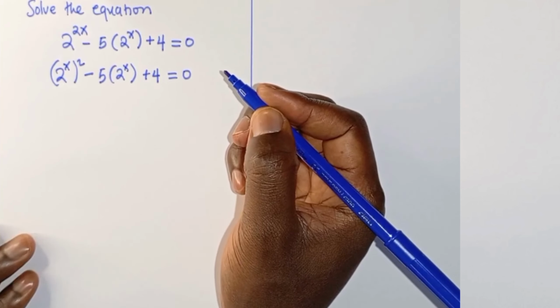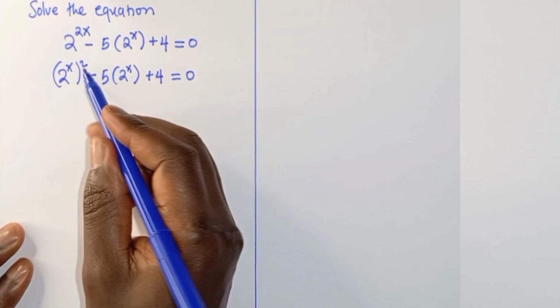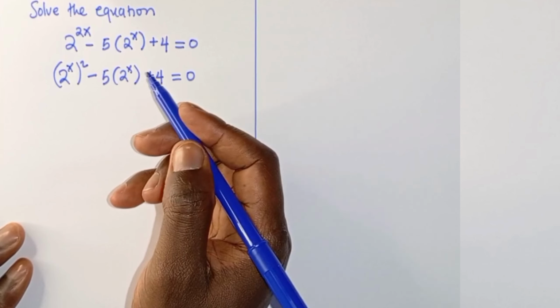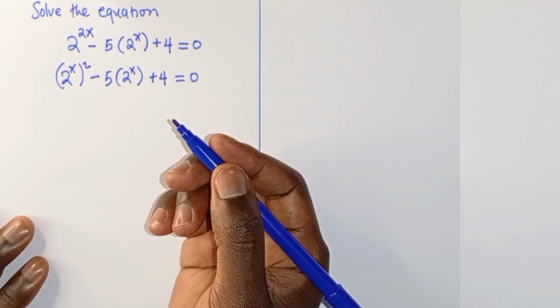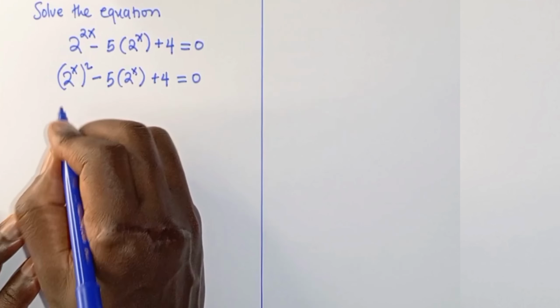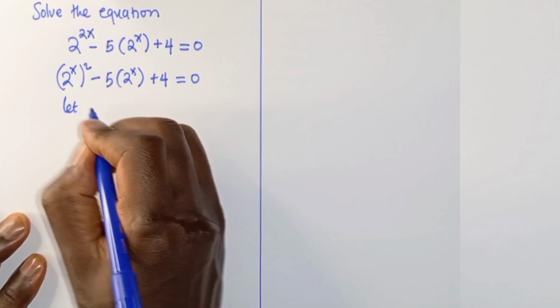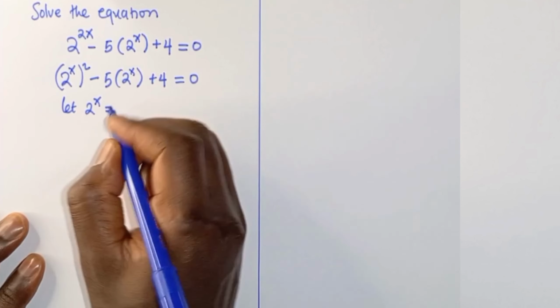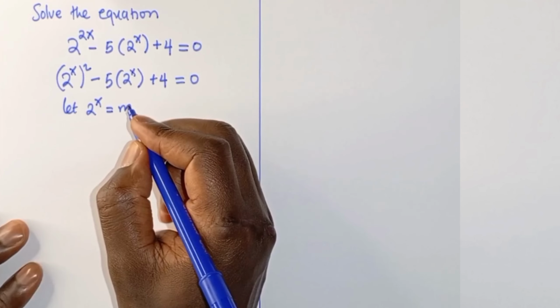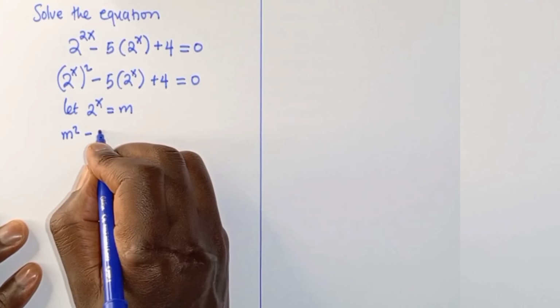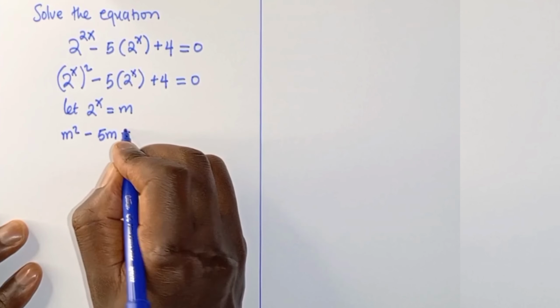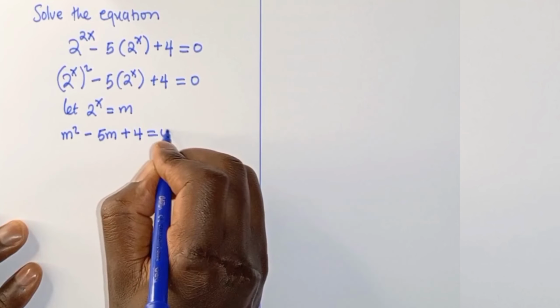So we have created the 2 power x which is similar throughout, so that we can go ahead and do some letting. When we let 2 power x be m, the purpose here of letting is to simplify something. So we have m square minus 5m plus 4 is equal to 0.